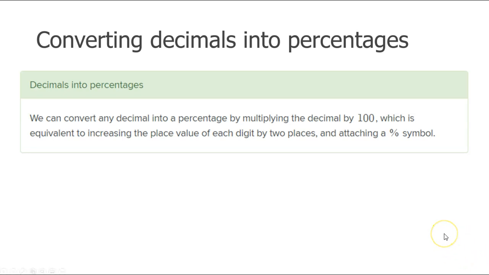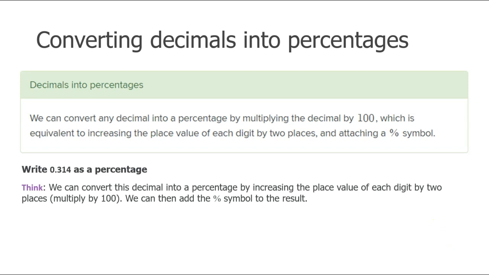So let's have a look at an example. If we have a number 0.314 and we want to write that as a percentage, we can think of that as converting the decimal into a percentage by increasing its place values by 2 positions or 2 places, which is the equivalent, from earlier in our learning, of multiplying that decimal value by 100. We then add the percentage symbol to the result to show that this is something of 100 pieces, so to speak. So let's see that working.